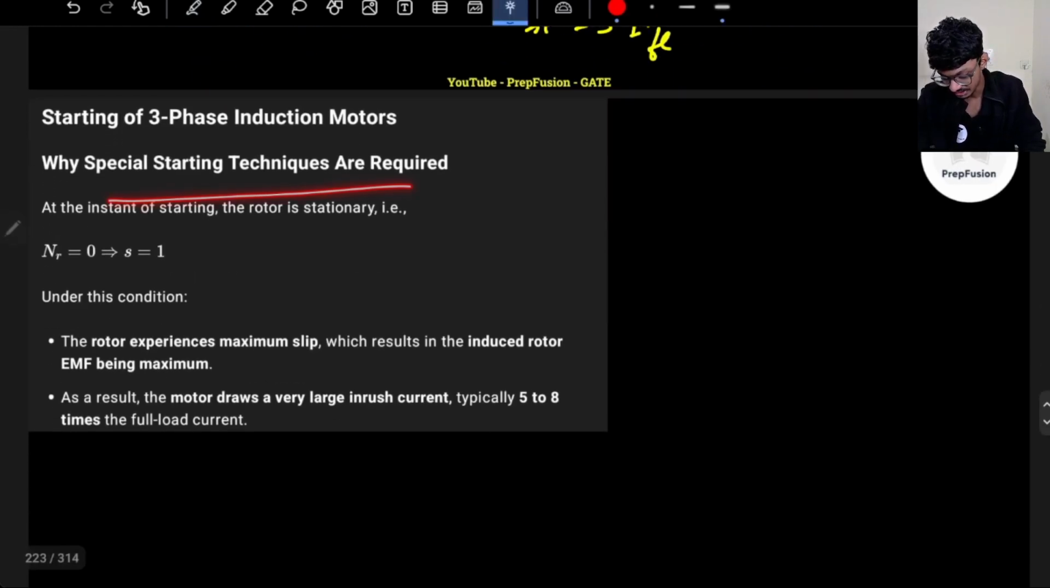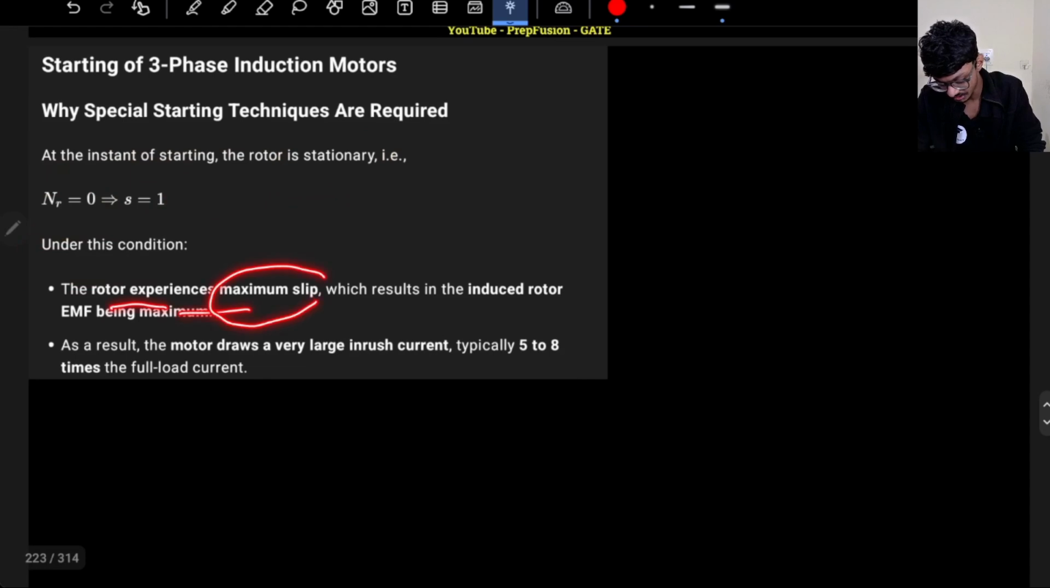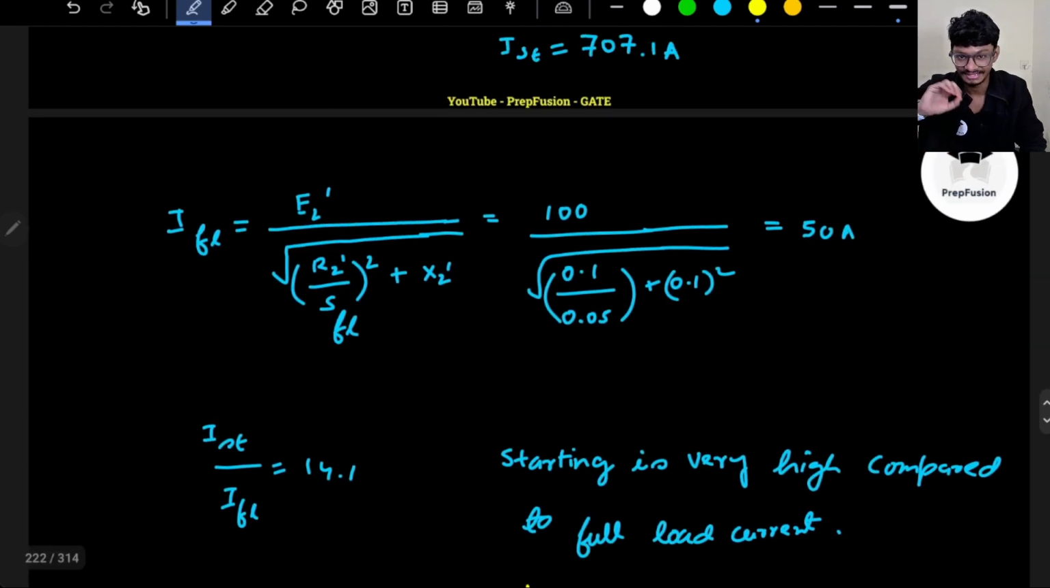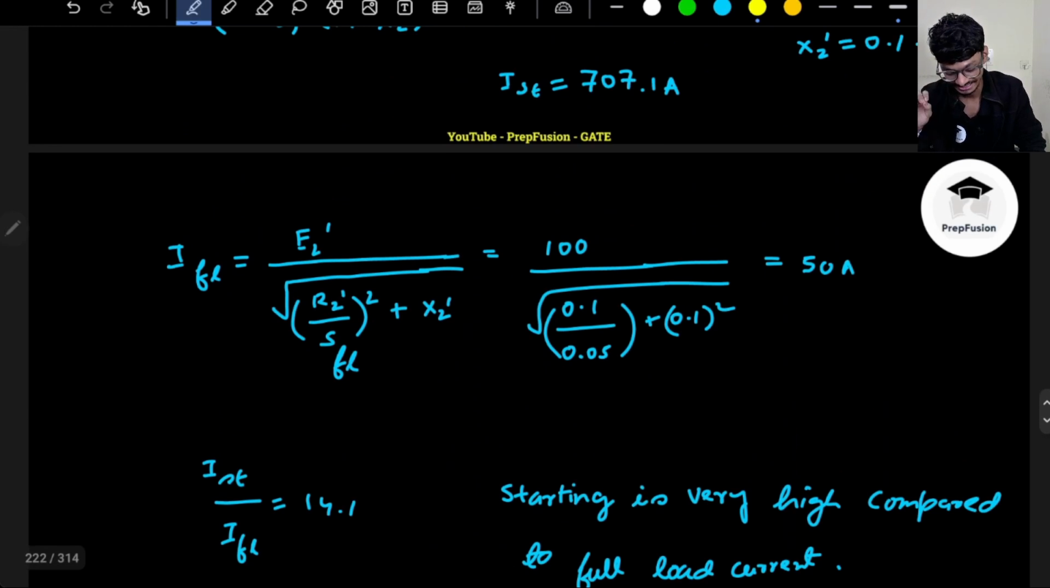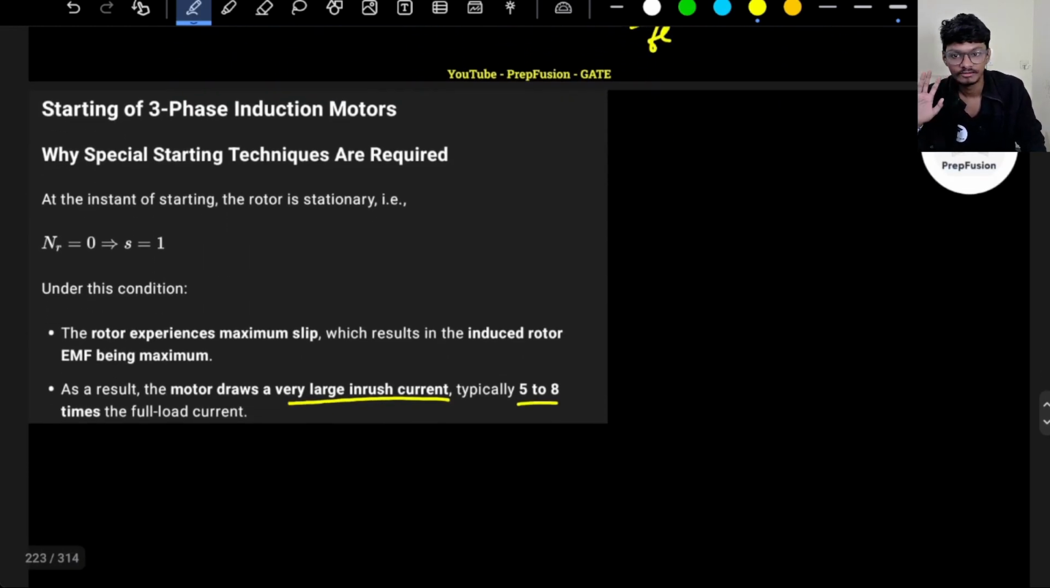So why are special starting techniques required? At the instant of starting, the rotor is stationary, so the rotor speed will be 0, slip will be 1. Under this condition, the rotor experiences maximum slip, which is 1, which results in the induced rotor EMF being maximum. So the induced EMF will be maximum, hence the current also would be maximum. That's why it is sometimes called a large inrush current. Generally it is 5 to 8 times. Here I have taken a very bad example, that's why it is more huge, but generally it is 5 to 8 times the full load current.